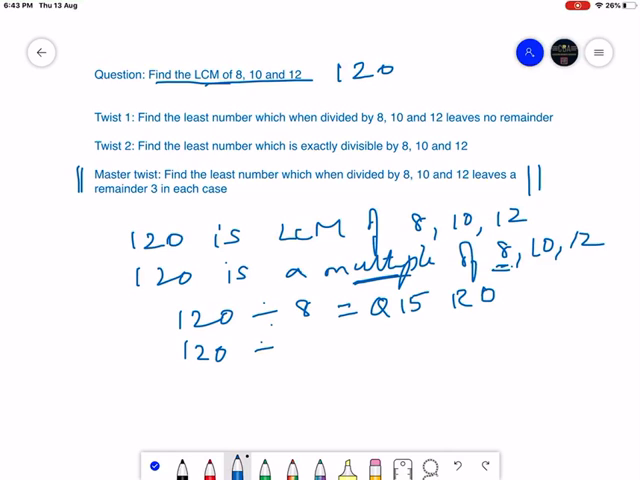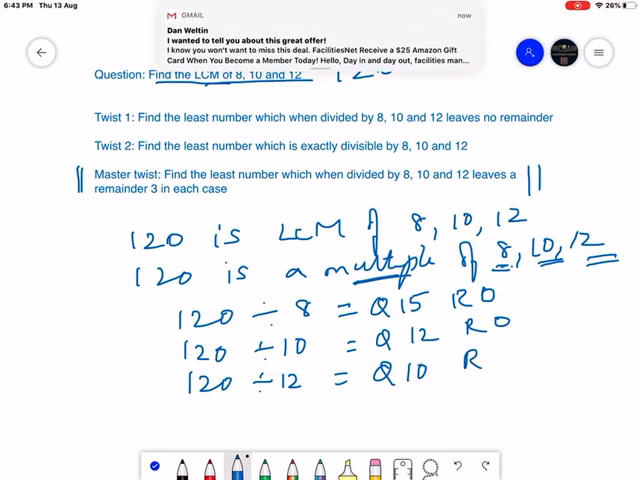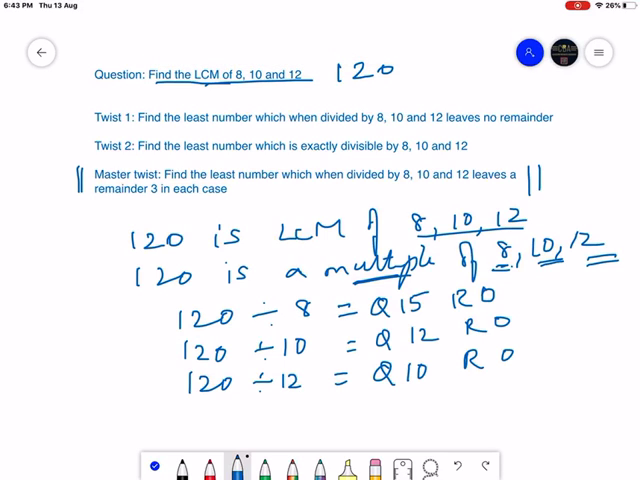So 120 divided by 10, the quotient is 12 and the remainder is 0 again, because 120 is also a multiple of 10, correct? Now 120 is also a multiple of 12. So 120 divided by 12, what is the quotient? The quotient is 10 and the remainder is 0, right? So 120 is the LCM of 8, 10 and 12. It also means that 120 when divided by these numbers 8, 10 and 12, all of them give the remainder 0. Correct? Agreed?